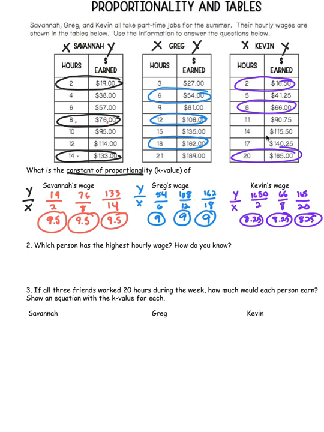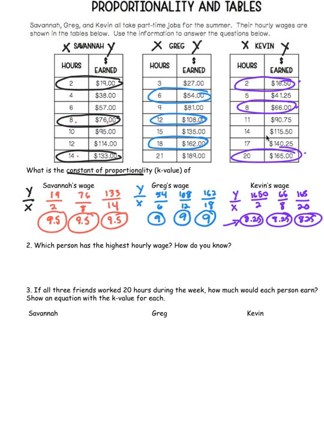So as we compare our constant of proportionality, or K values, even though you might not have picked the same three pairs that I picked, hopefully you have 8.25 or 8 25/100. So now let's look at the next question. Which person has the highest hourly wage? How do you know? How are we going to find the hourly wage?